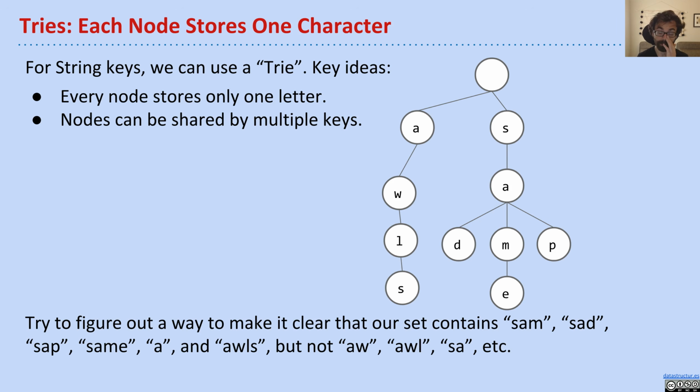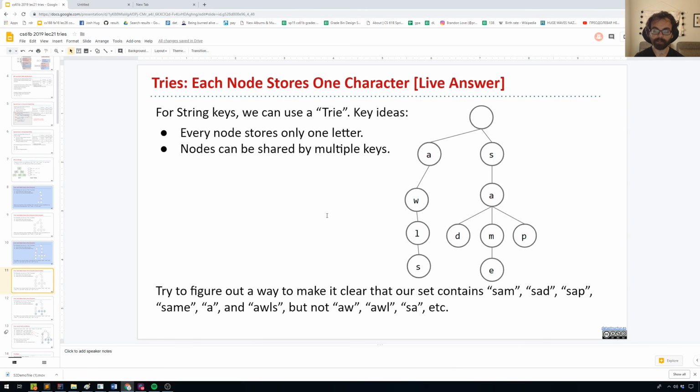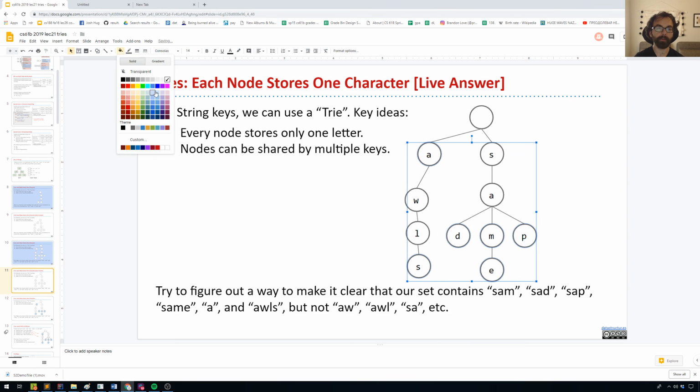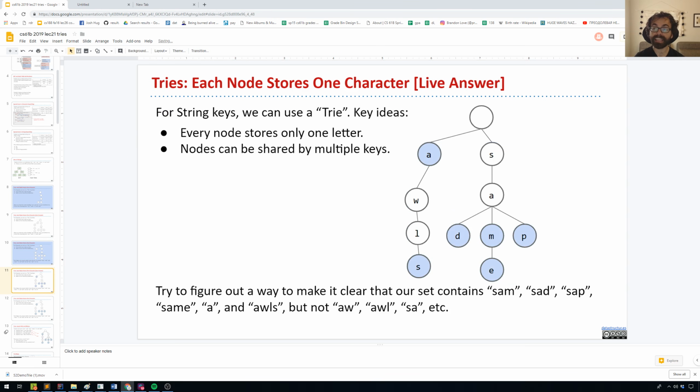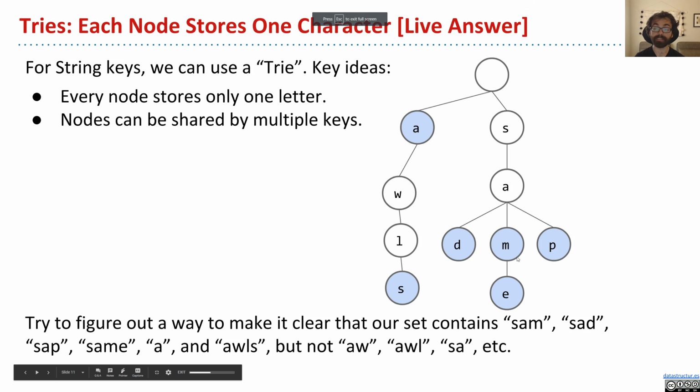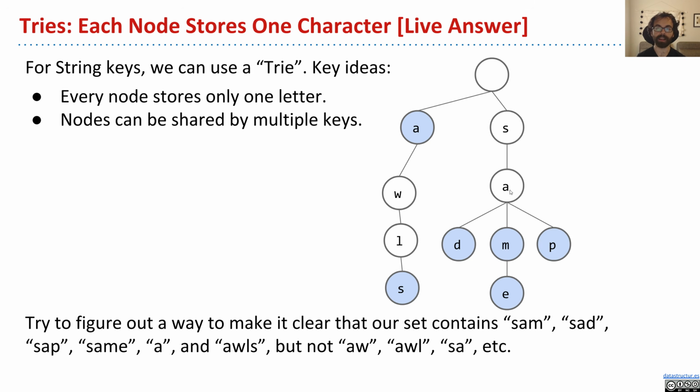Okay, so my approach is that we should go to the last character of each key and just set its color, let's say, to blue. Oops, wrong color. And that will indicate that that key, or sorry, that letter is the end of a key. And so here, now, finally, we have a trie. Okay, so that's how tries work.